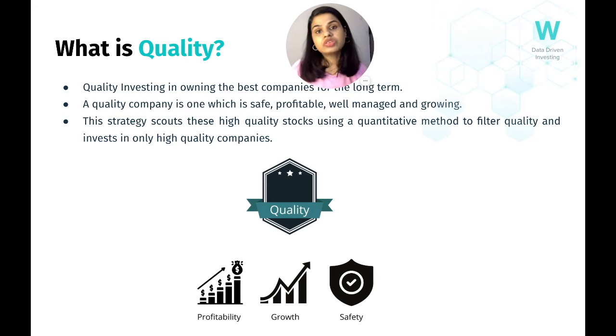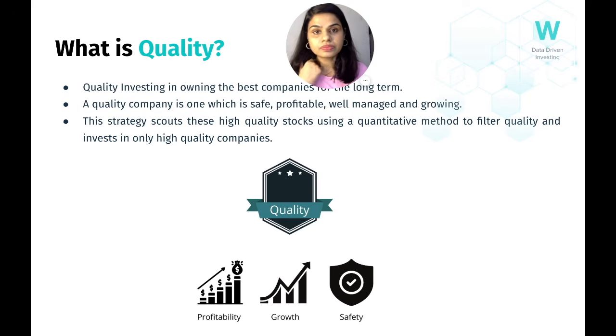What we use is a quantitative technique to model the profitability that this company has been showing in terms of return on equity, return on capital employed. We look at the growth that this particular company is showing, which could be in terms of growth rate of their revenue, etc. And then we look at the safety of the company. Is this a safe company or not? With these three criteria, we filter out the high quality companies and we invest into those.